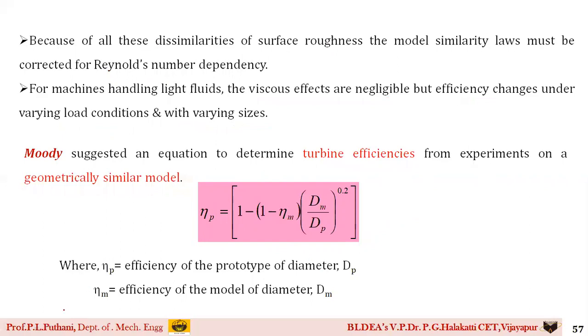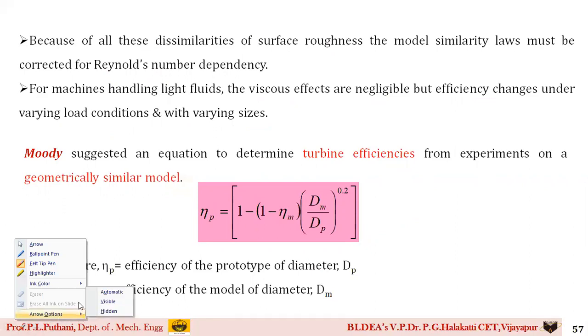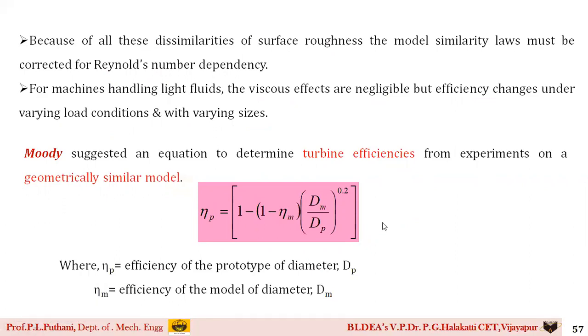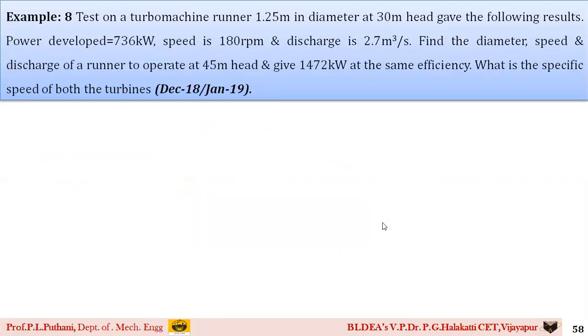Now, using this concept regarding Moody's equation, let us discuss one problem here, which will help you understand how it plays a role in calculating the power of a prototype. I already discussed this question yesterday; once again, I am going to brief it here. You can see here a test on a turbo machine, which has a diameter of around 1.25 meter.